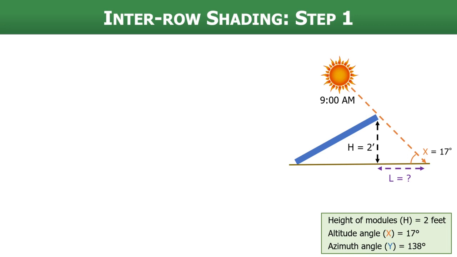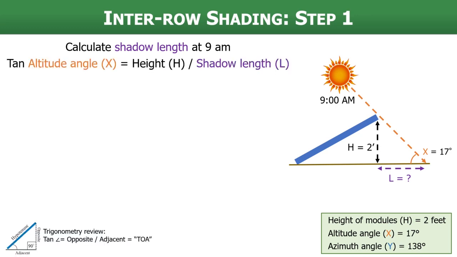So remember, we need to think in 3 dimensions, and L is the shadow cast that's actually going into the screen. And the sun is out front because it's in the east, early morning, and our L is going into the screen. So we need to calculate the shadow length L at 9 a.m.